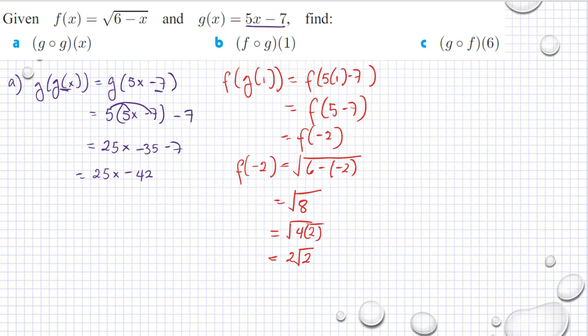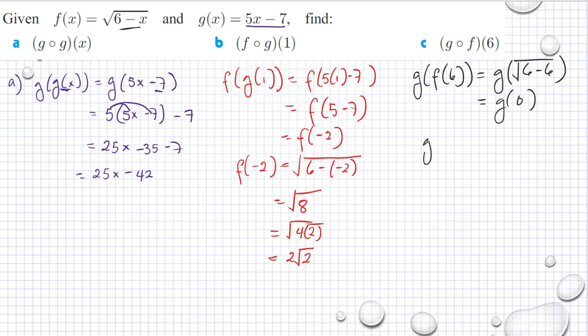The next is g of f of 6. So we have g of f of 6 first. F of 6, we have this one: square root of 6 minus 6. Then we have g of 0. So our g of 0, we have 5 times 0 minus 7, and we have negative 7.